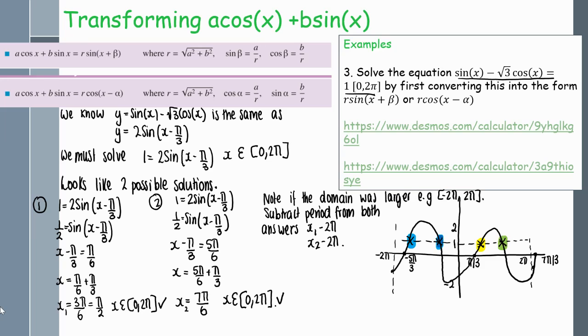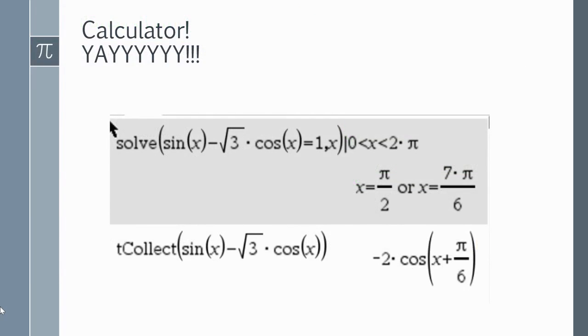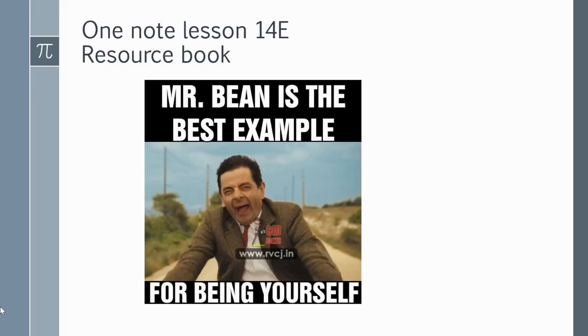If the domain was even bigger, you would continue to do this by either adding or subtracting the periods from your solutions. And if you put this on the calculator, we can see that our answers are correct. So good job. So minus 2 cos x plus pi on 6 is the same thing as 2 sine x minus pi on 3. Continue with 14e.